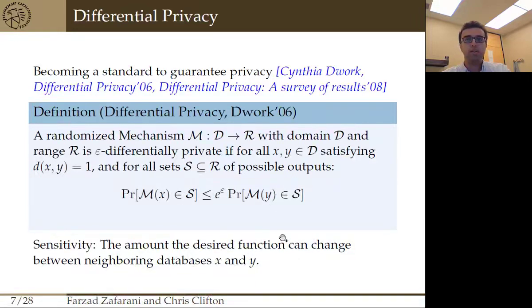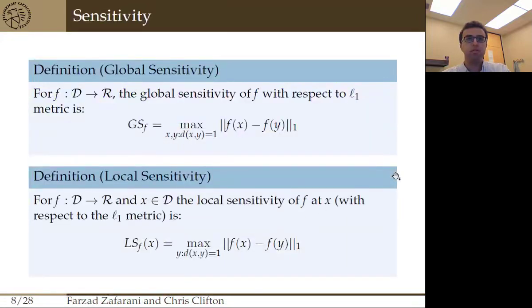Another concept to discuss is the notion of sensitivity. The sensitivity of a function f is defined as how much the output of f may change between neighboring databases x and y. There are two types of sensitivity. One is global sensitivity, which for a function f with respect to the L1 metric is the maximum absolute difference between the outcome of f for all pairs of neighboring databases.